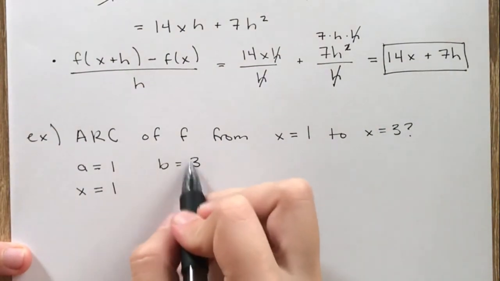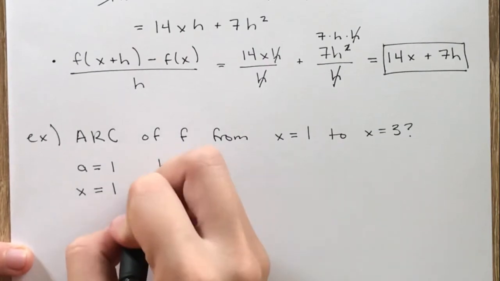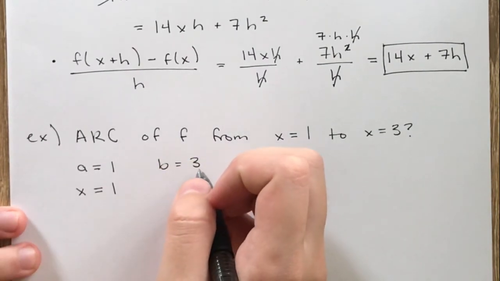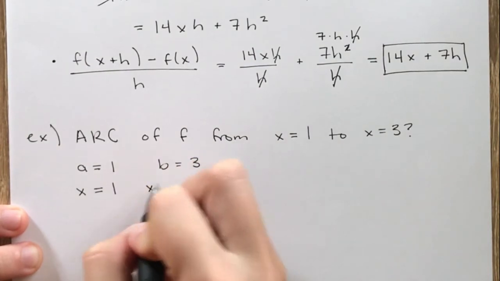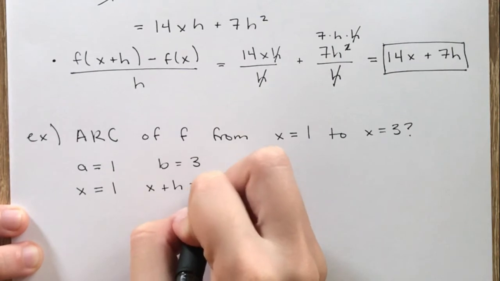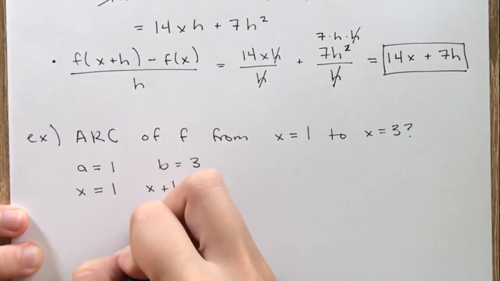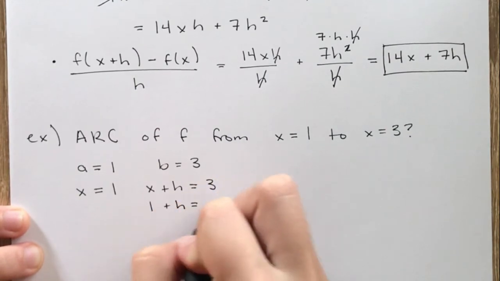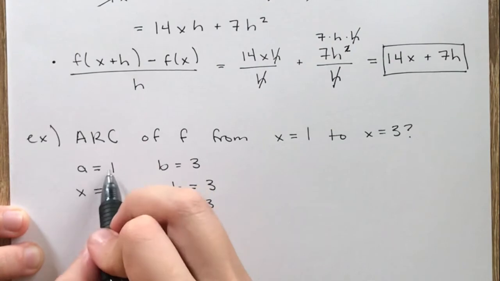So 3 is how far away from 1? What's the distance between 3 and 1? It's 2, right? We can see that by remembering we said we were replacing b with x plus h, right? So x plus h is 3, but x is 1. That means that h is 2, right? It's just the distance between a and b.